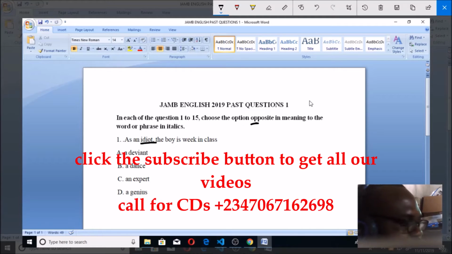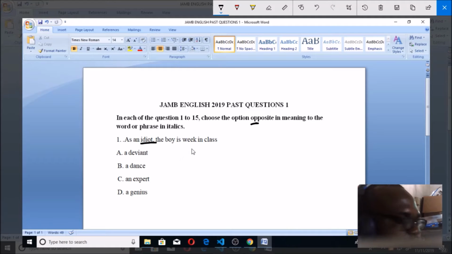For me to do this, I'm going to give us the definitions of each and every one of the words here, and that is why it's good you follow us up, because we don't just pick the answer, we give you the definition, so you see that by the time you're done, you know a whole lot of words, their meaning, you know their opposite, and every other thing.